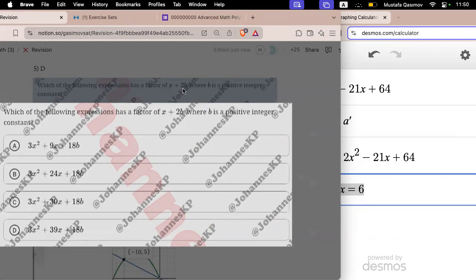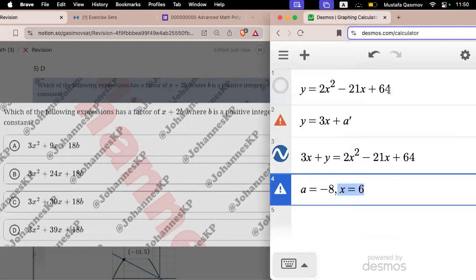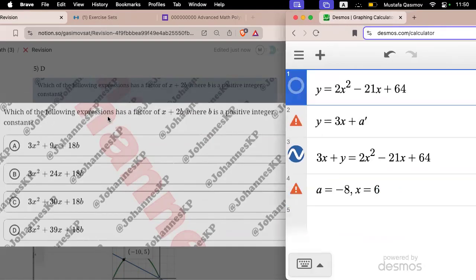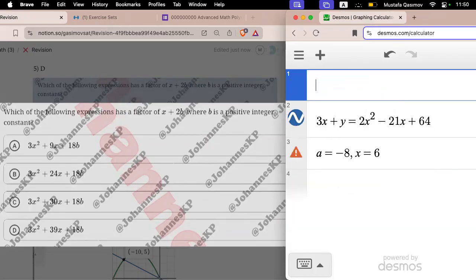Okay, we are looking at a factor question. This is our first question. This is from May 2024. It says which of the following expressions has a factor of x plus 2b? X plus 2b is a factor.